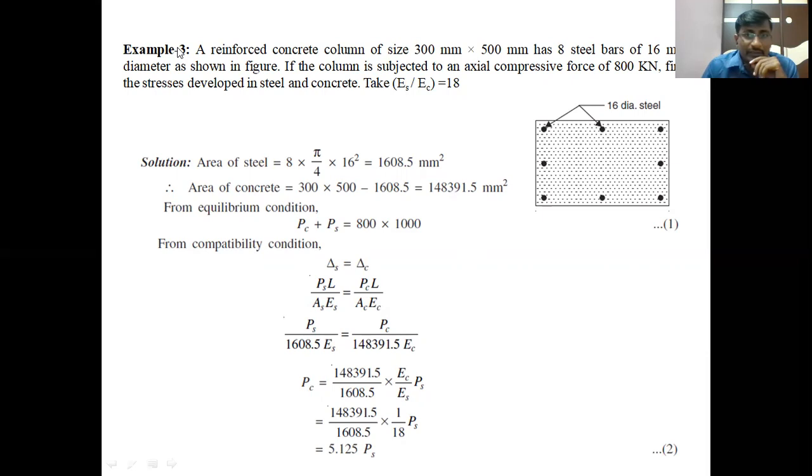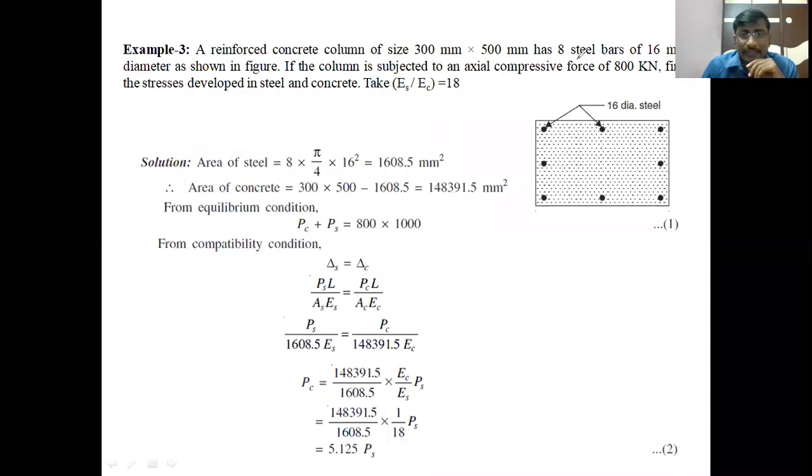So coming to today's first problem, example 3: a reinforced concrete column of size 300 mm by 500 mm has 8 steel bars of 16 mm diameter as shown in figure. If the column is subjected to an axial compressive force of 800 kilonewtons, find the stresses developed in steel and concrete. Take the ratio of Young's modulus for steel and concrete as 18. This is the given problem.